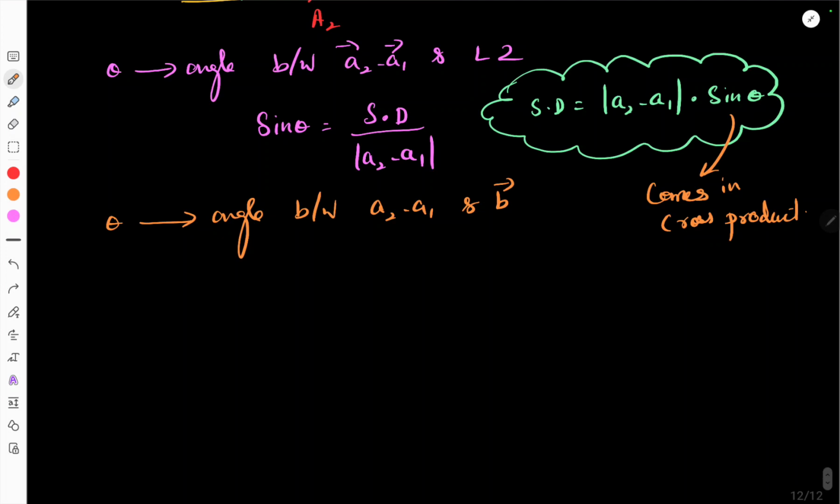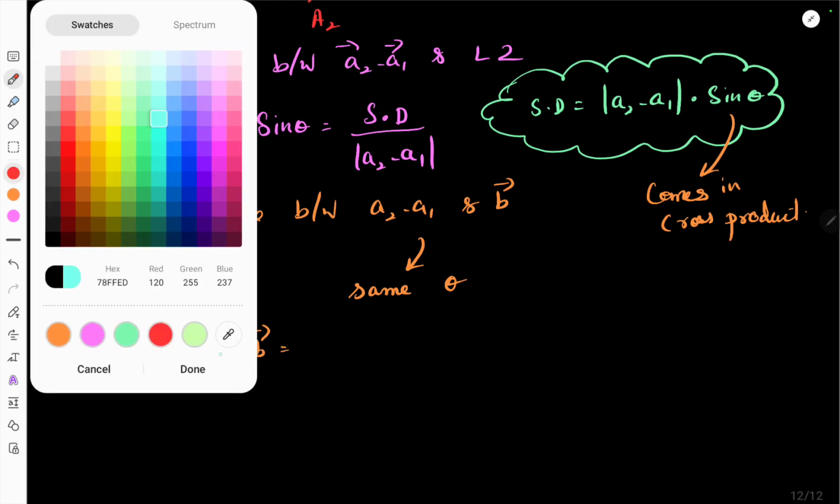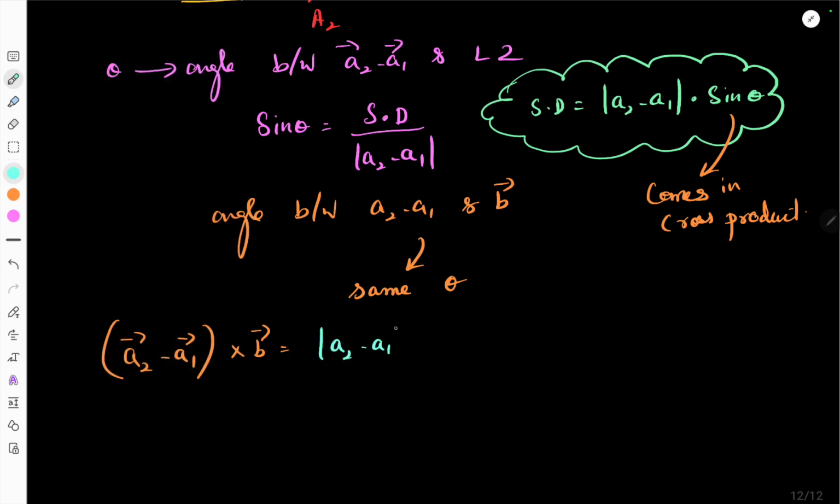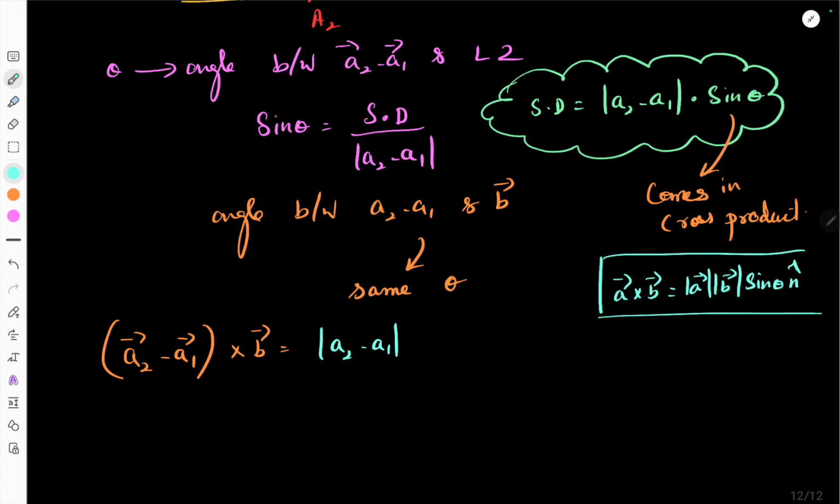So what I can do here is the same theta, the angle is the same theta. The angle between the A2 minus A1 and B vector will be the same theta. Okay, so which means I can just take the cross product A2 minus A1 cross B vector. So now I have to apply the formula, so it will be equal to the magnitude of A2 minus A1, because the cross product formula is magnitude of A vector into magnitude of B vector into sin theta into n cap. So this is the formula I have to use. In place of A we have A2 minus A1, in place of B we have B only. So into magnitude of B vector into sin theta into n cap.